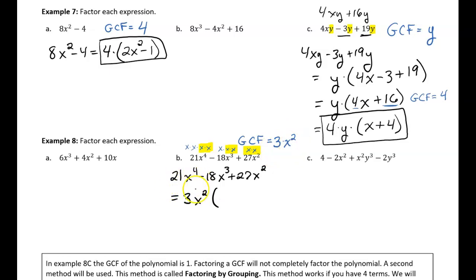So from the 21x to the fourth, divide that by my 3 in the number, that's 7. 7 is the rest of my multiplication there. Then I had x to the fourth, but I'm pulling 2 of those x's forward, x times x forward, and that leaves how many x's left behind? X times x, which is x squared.